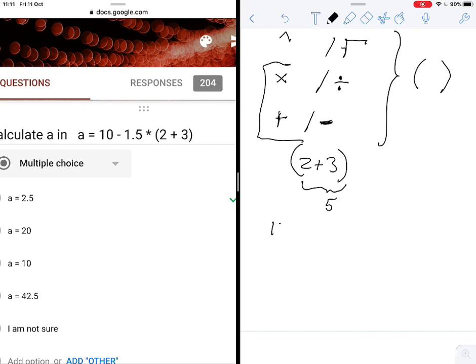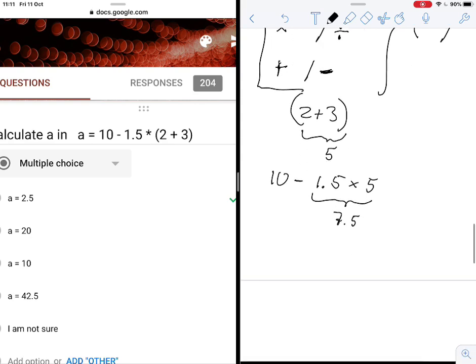And then you have 10 minus 1.5 times 5. Yeah? And here you have the hierarchy. You must do the multiplication first before you do anything else. So 1.5 times 5, according to my fingers, that gives me 7.5. So you need to do that first, 7.5. And then you have 10 minus 7.5. This gives you 2.5. Right?